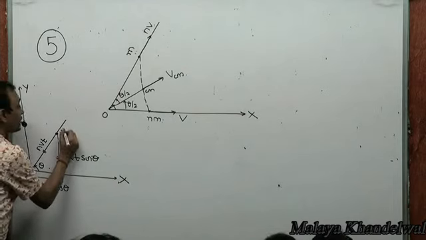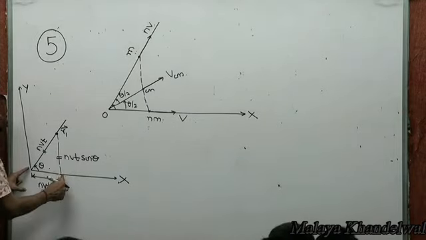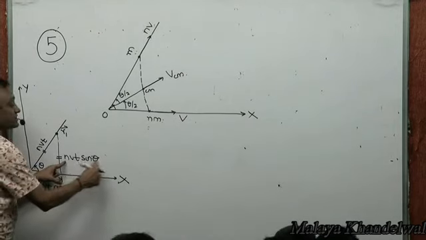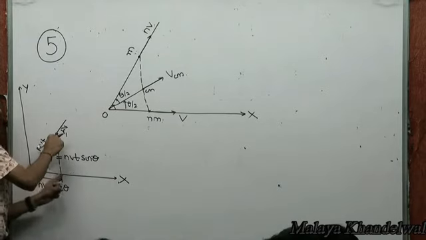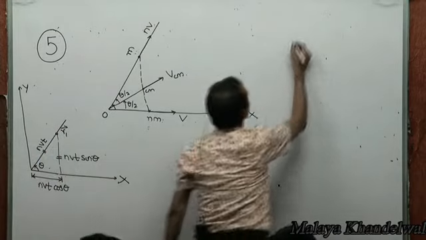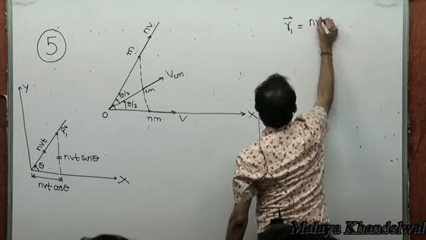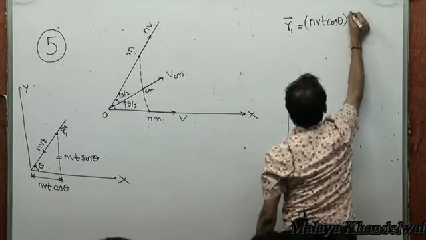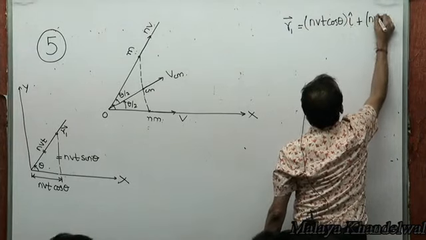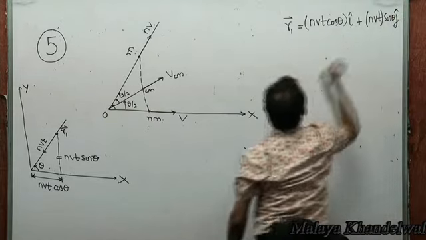That means if r1 was the position vector of this particle, then r1 would be nvt cos theta i cap and nvt sin theta j cap, x i cap plus y j cap. So the position vector of particle 1 at an instant of time t would be nvt cos theta i cap plus nvt sin theta j cap. Yes or no?